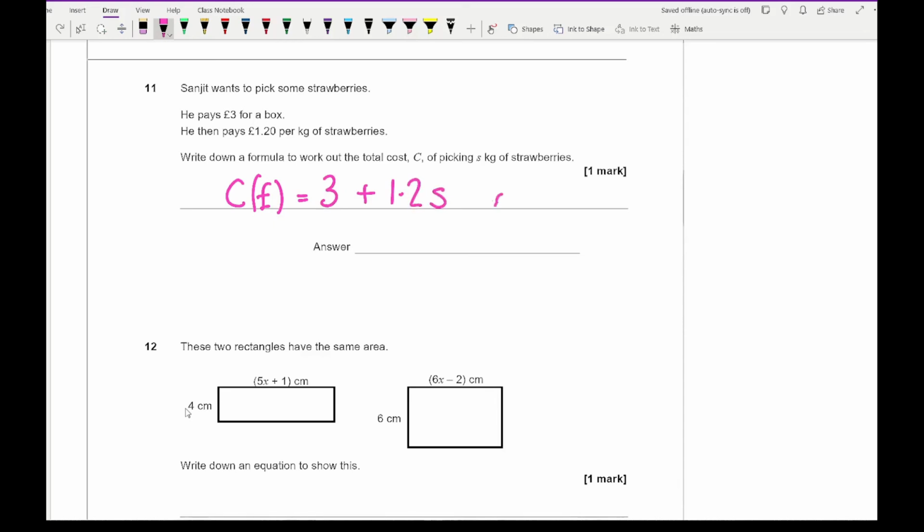So you could write this, or you could write 1.2S plus 3 equals C. Now the C could be on either side, or you could write C, which is going to be in pence, as 120S plus 300, because it doesn't really specify what units they want the money in. However, the fact that they've given both the amounts in pounds, I would probably opt for writing it in pounds.